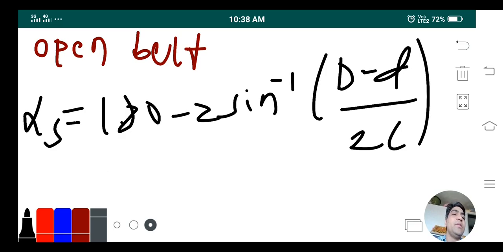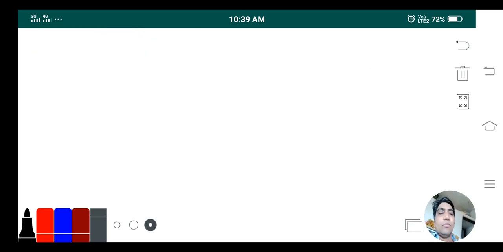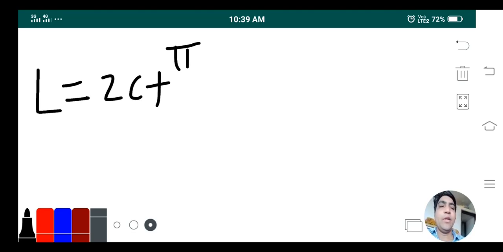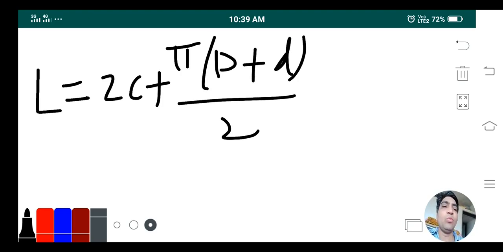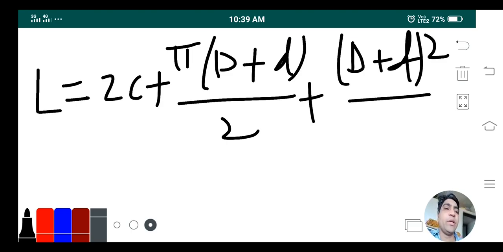pulley and small d is the pitch diameter of the small pulley, and capital C is the center distance between the two pulleys. Let's see what is the belt length of the open belt drive. In open belt drive, the belt length can be determined by capital L equal to 2C plus pi into capital D plus small d divided by 2 plus capital D minus small d bracket square divided by 4c. This is the equation for the belt length in open belt drive.